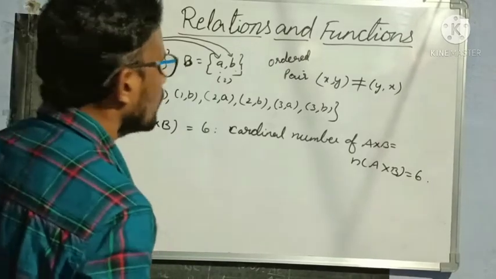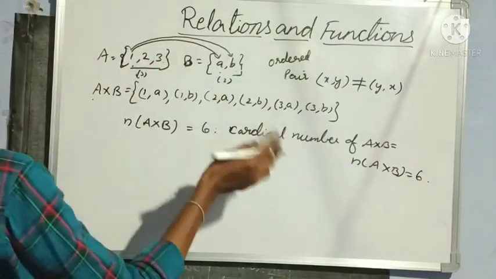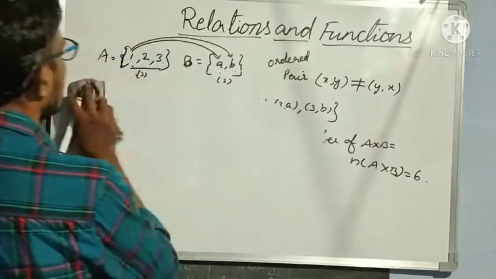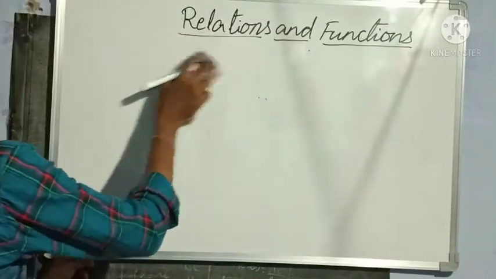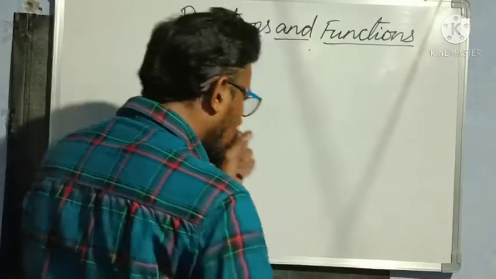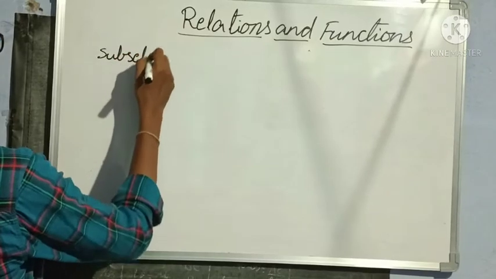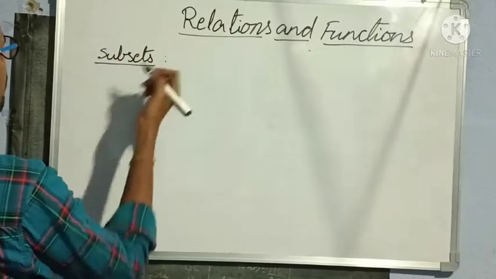This is about cross product. Cross product of two sets. So from this cross product only we can derive a relation. First let us understand what is a subset. Afterwards we can understand what is a relation. So subsets. This one also I have done a video about how to find out subsets of a given set.